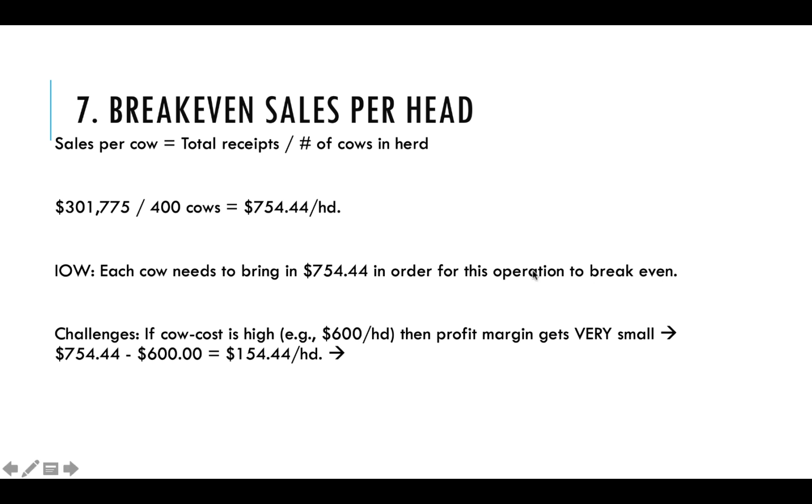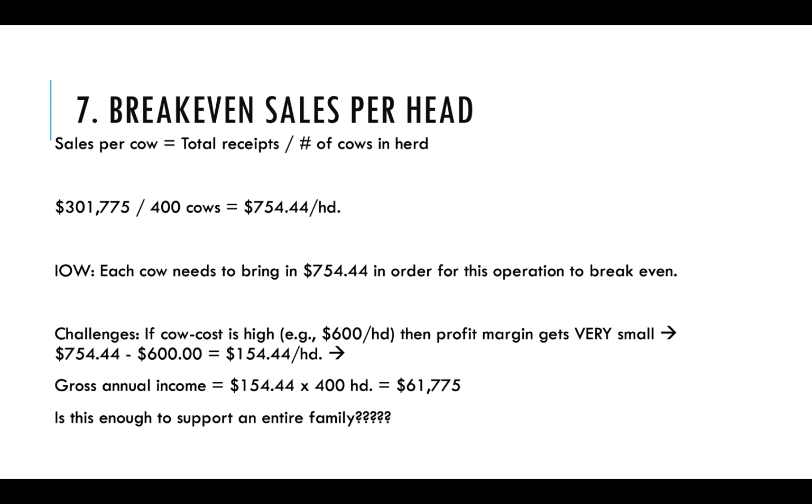And so if we know that that cow's calf has to bring in $754.44, but her cost to maintain her an entire year is $600, that means that the profit per head is only $154.44 per head. And so when we put this in the context of gross annual income on a 400 head cow-calf operation, that means that we are grossing $61,775. Okay, so again, very tight profit margins.